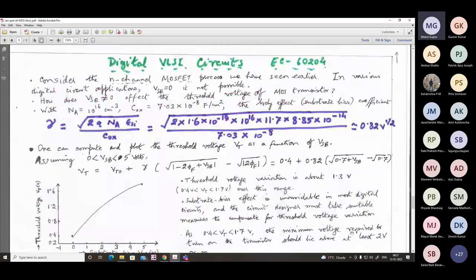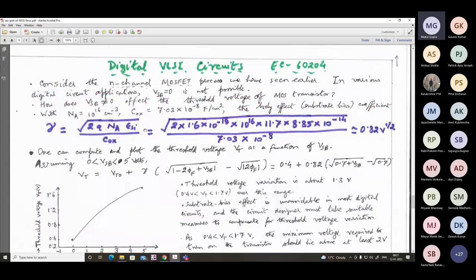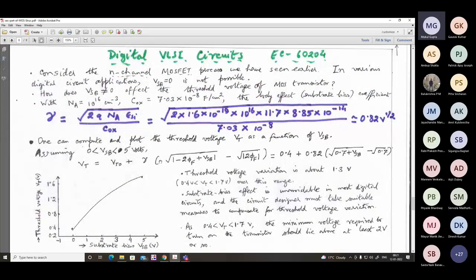Now see, with the variation of source to body bias, the threshold voltage will be likely to change. Now let us see the range of change of the threshold voltage. So consider the N-channel MOSFET process we have seen earlier. In various digital circuit applications, VSB equal to 0 is not possible. How does this VSB, that means the source to body voltage, not being equal to 0, affect the threshold voltage of the MOS transistor? That means how much change it will lead to in the threshold voltage of the MOS transistor.